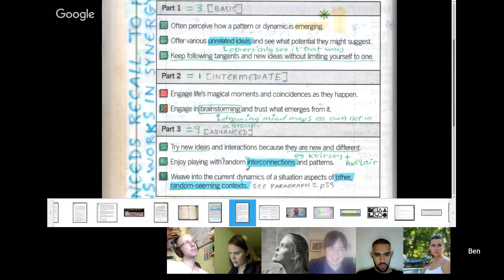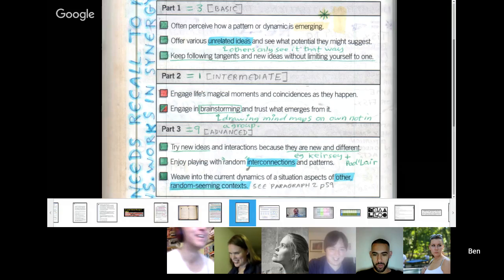Okay, so part two. Engage life's magical moments. Shaking your head. What's a magical moment? Well, that's why I didn't tick it either. I don't entertain magical moments. Engage in brainstorming. What does he mean by that? People around the table, or does he mean writing it on a piece of paper?